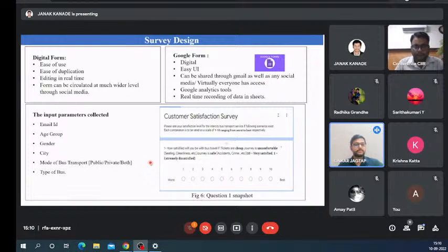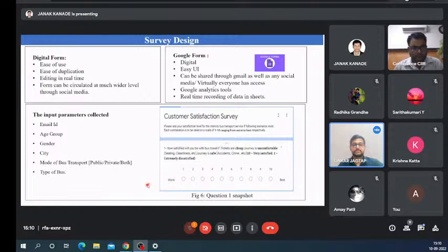Okay, so survey design was the next stage. We performed this in two ways, that is personally administered as well as online surveys. The online survey was done through Google Form. The input parameters taken from the people were email ID, age group, gender, city, the mode of bus they usually use for transport, and the type of bus that they would suggest in general. And we can see in Figure 6 how we actually did this.